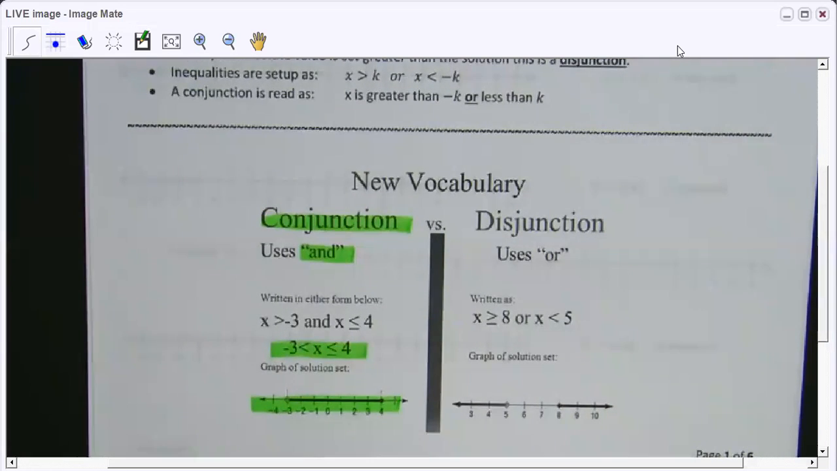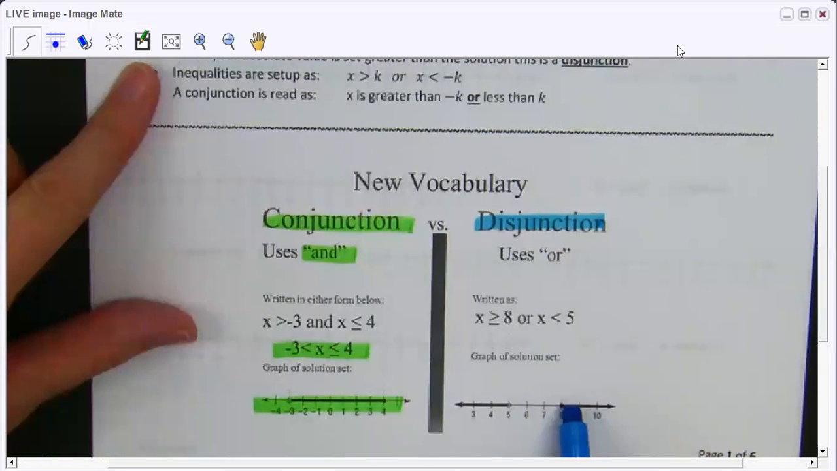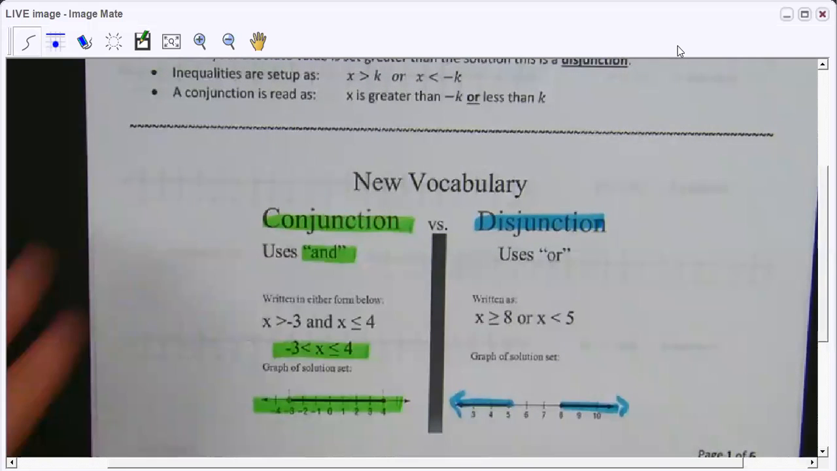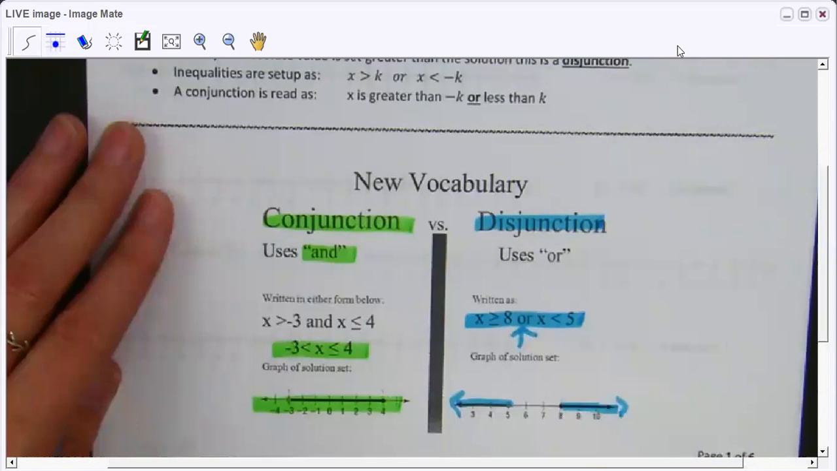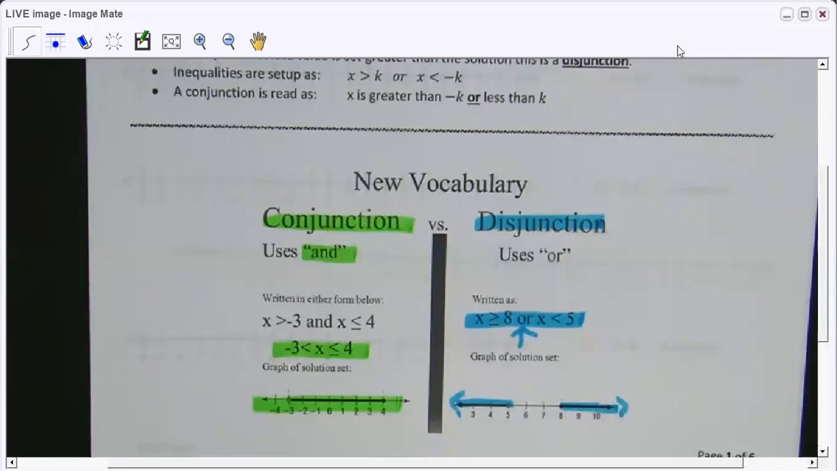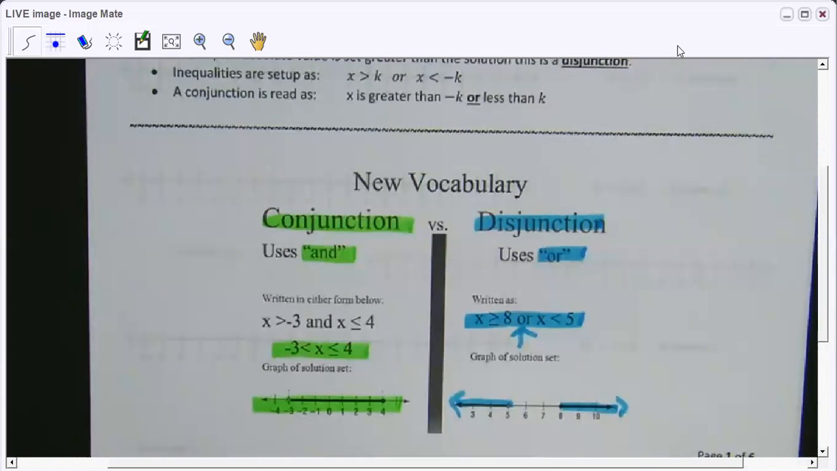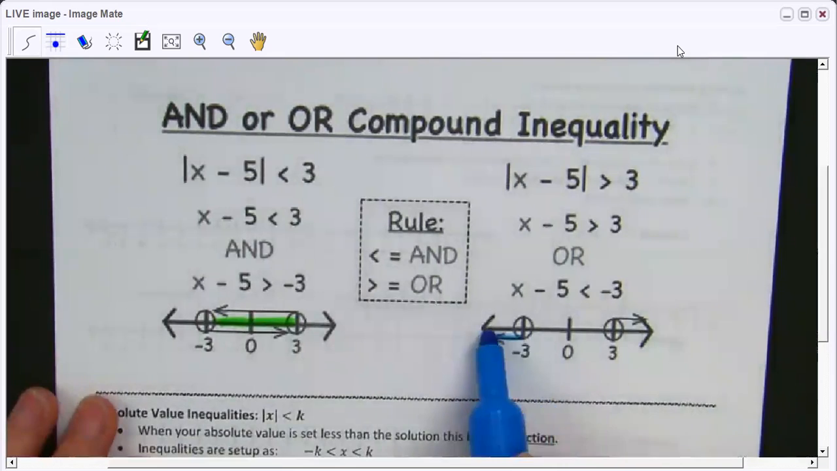All right, the disjunction is on the other side. That is when your inequalities are separate. So we graph where one goes in one direction, one goes in the other direction. When you have an inequality that is graphed that way, you do not write them as a compound inequality. You write them as two separate inequalities. So it has this word or in between the two inequalities, and you're also solving them separately. That is the difference between a conjunction and a disjunction.